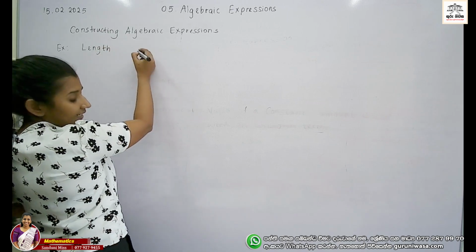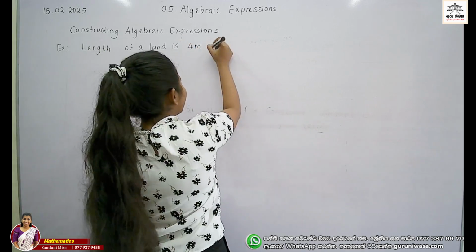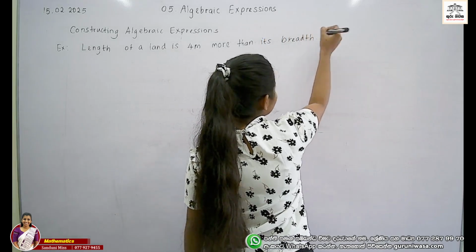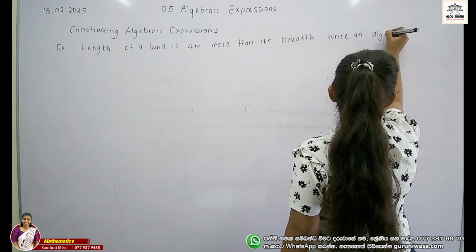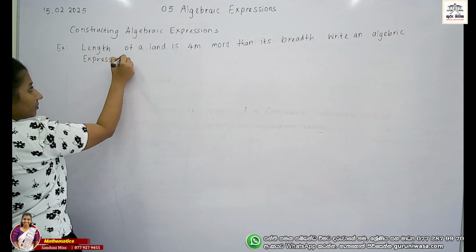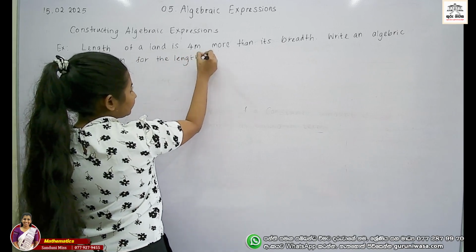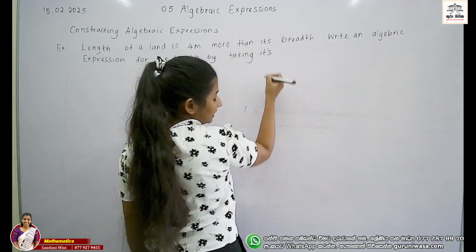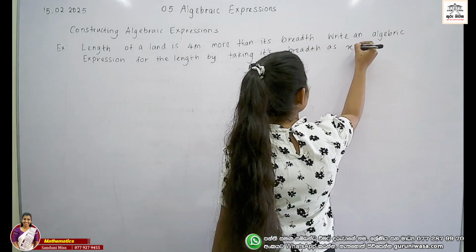The length of a land is 4 meters more than its breadth. Write an algebraic expression for the length by taking breadth as x meters.